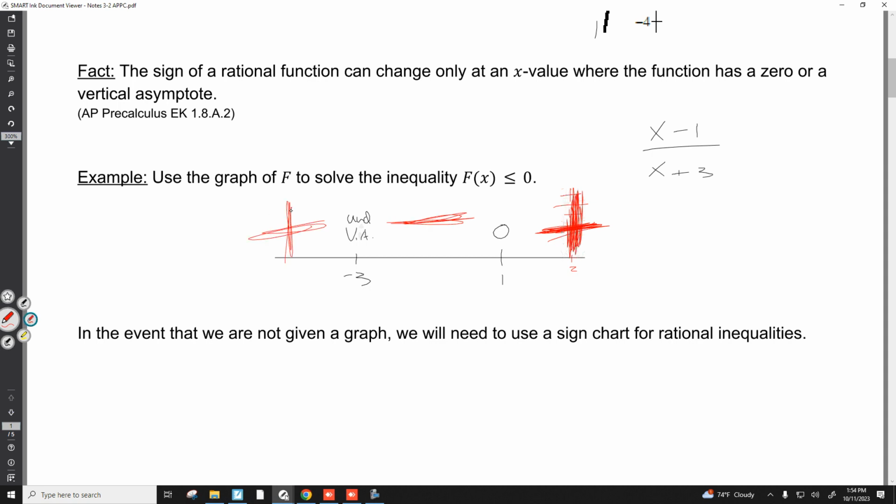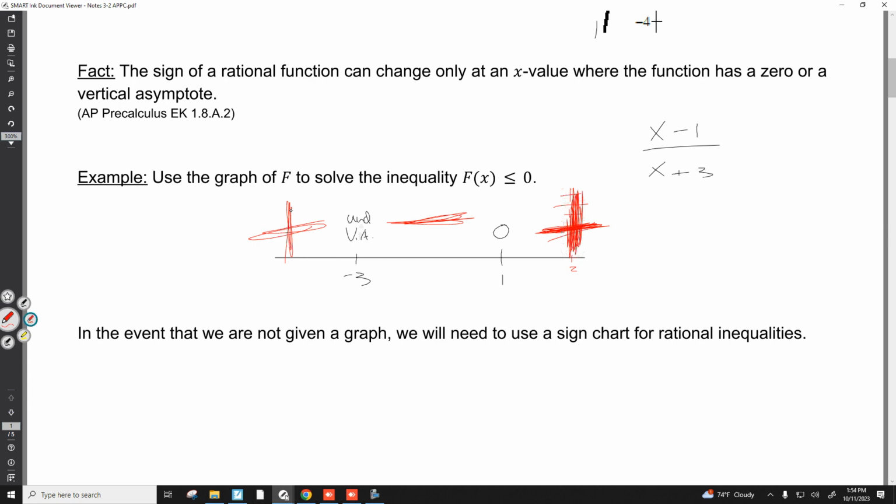What's not going to be able to be done is using end behavior and the fact that you understand the degree and the leading coefficients. The redundancy that we had with polynomials, we don't have with rationals. We have to use test points. But we can use multiplicities.